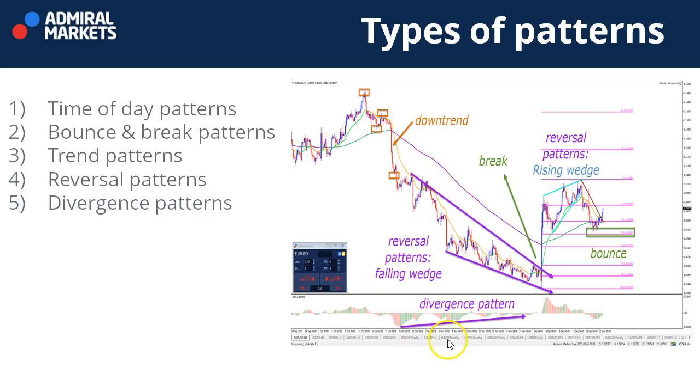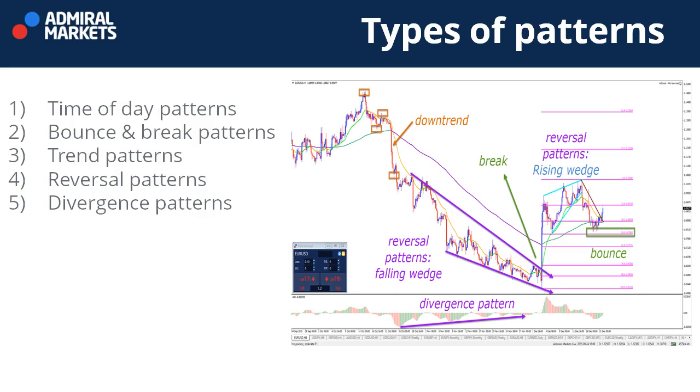Obviously, when you have reversal patterns like a falling wedge, which is a chart pattern, or a divergence pattern, which is also a reversal pattern indicated by purple, and a rising wedge, which is the opposite of the falling wedge, those are signs that the price might reverse against the prevailing trend, and we could see the opposite happening. And this is what happened on the euro dollar recently.